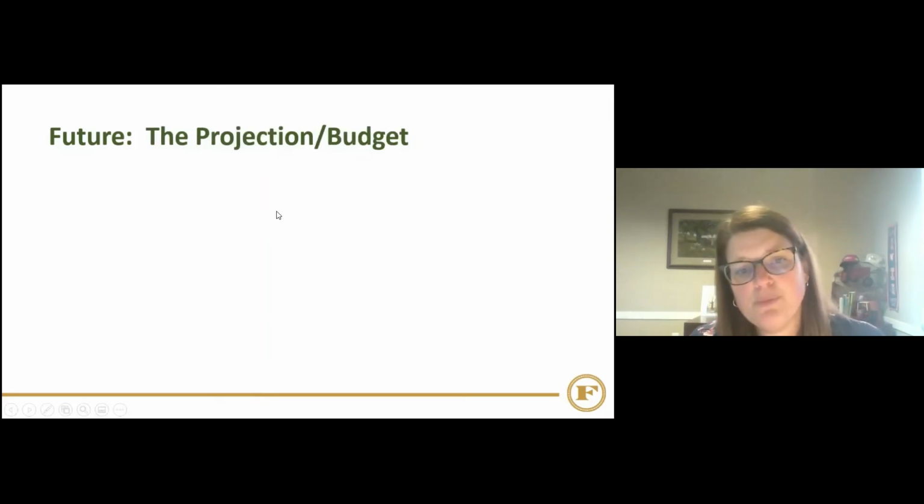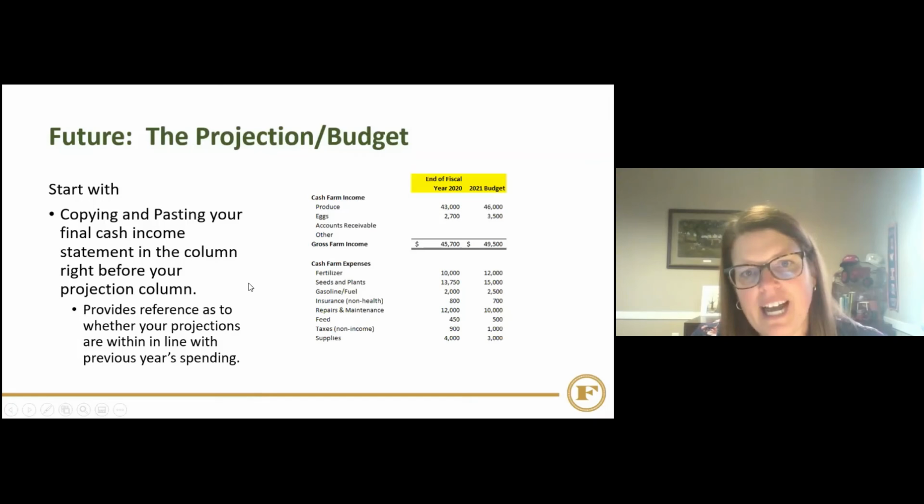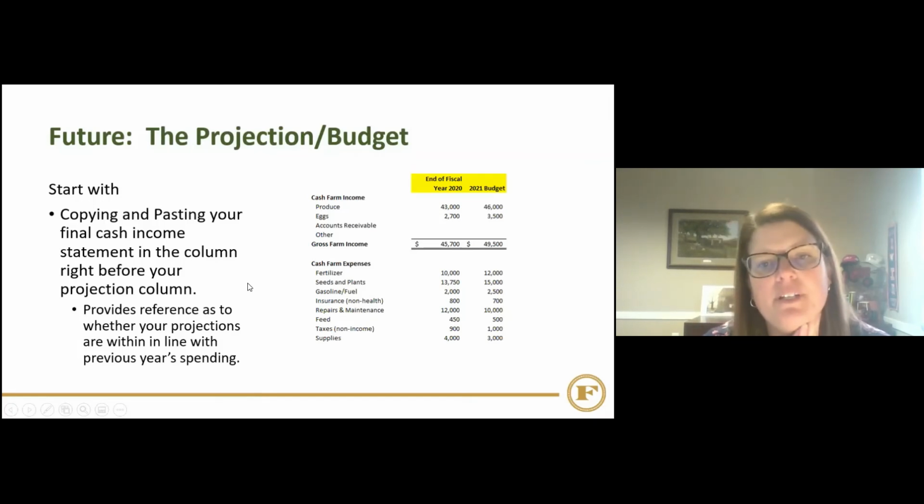Like I mentioned before, there is no standardized format that has to be followed, but the components that need to be included are mostly the same. I recommend you start by copying and pasting your final cash income statement in the column right before your projection column. So basically, the first column is going to be the past, what you already know. This way you can easily reference it and make sure that you're within the ballpark when you're estimating or projecting for the year.